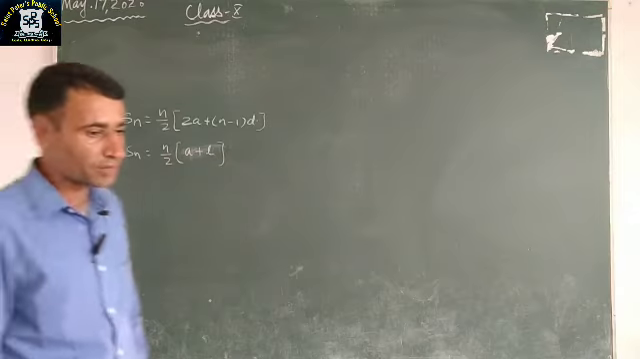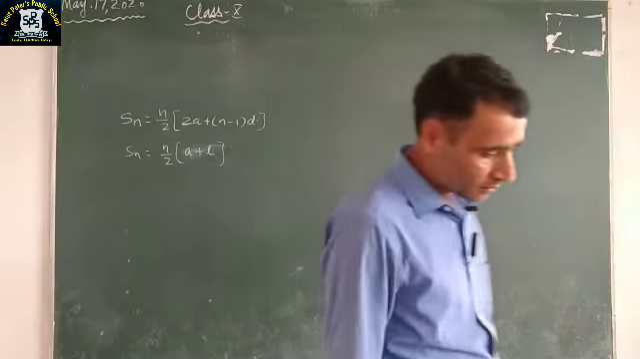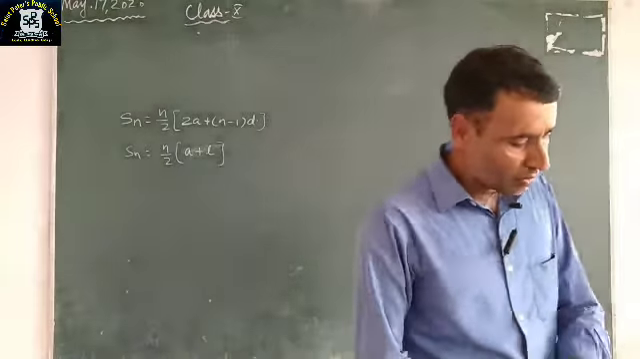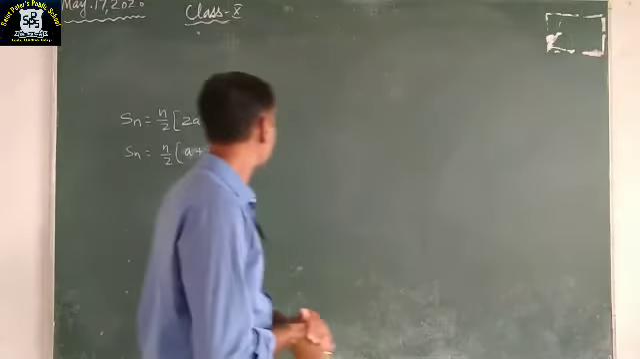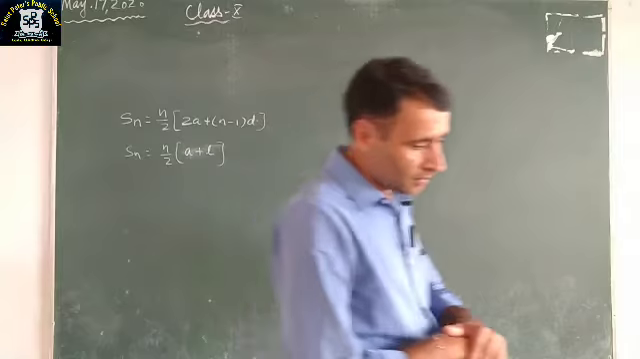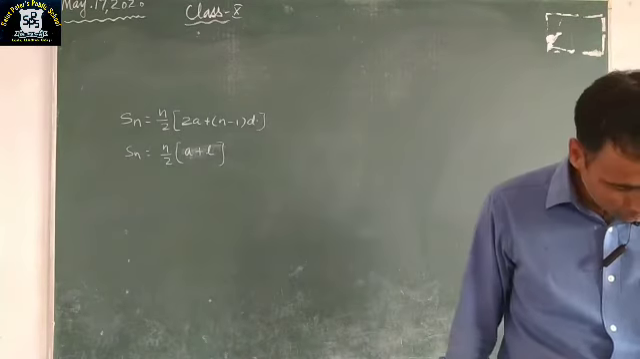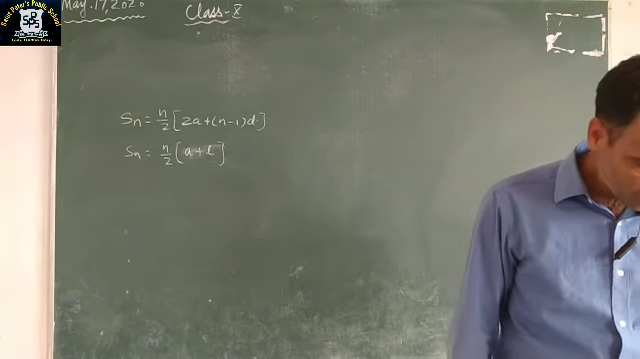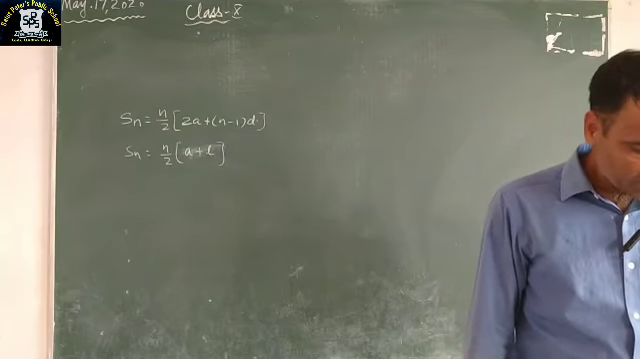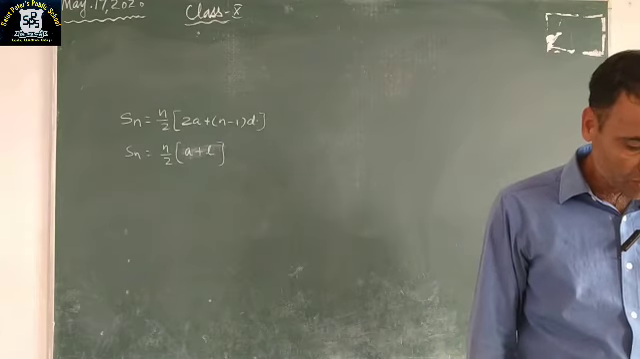Today we are going to discuss exercise 5.3. We have many questions. So let's see the first question. Find the sum of the following arithmetic progressions.